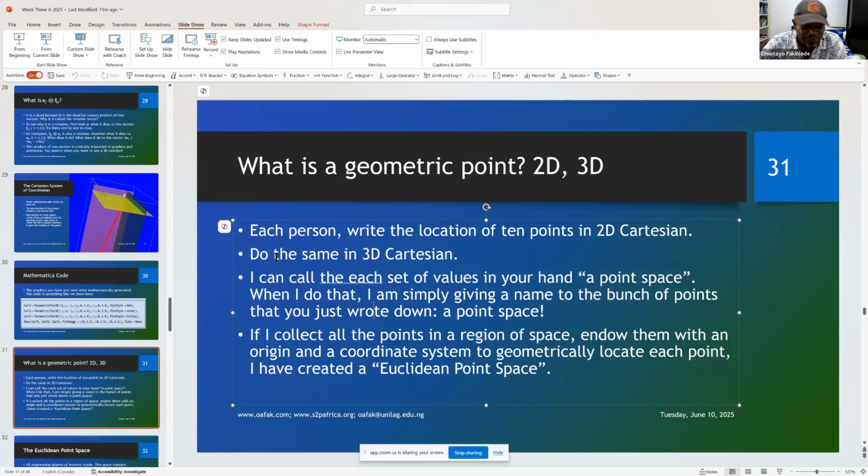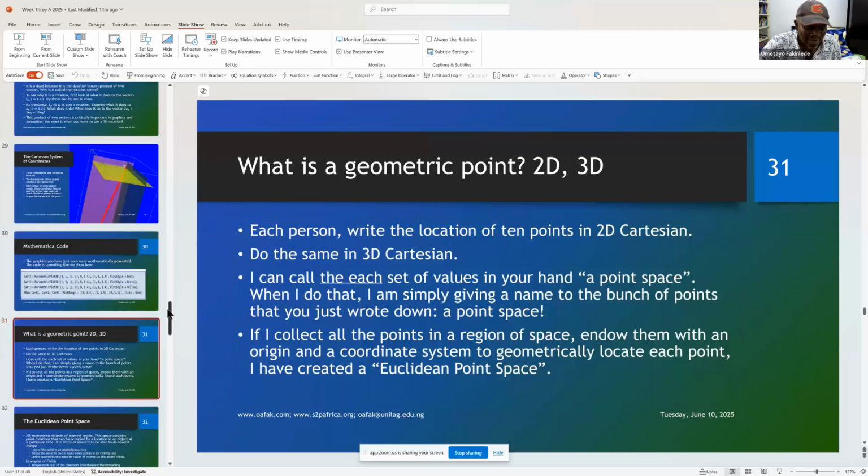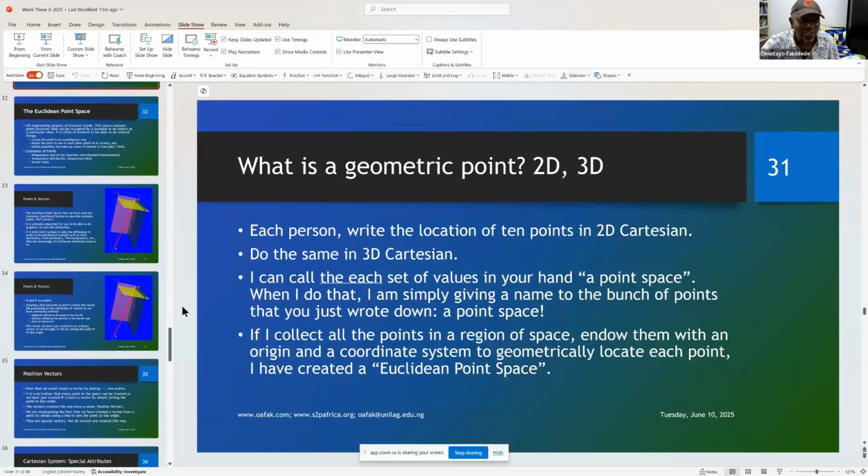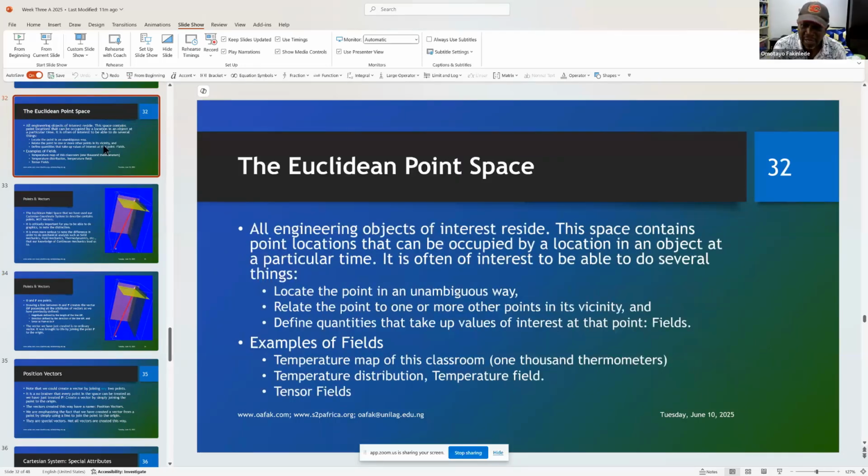But we are going to move to other coordinate systems to represent the same space. We are not going to leave the Euclidean point space. We are just going to look at other ways of representing the same Euclidean space. So let us make some general comments on the Euclidean point space.